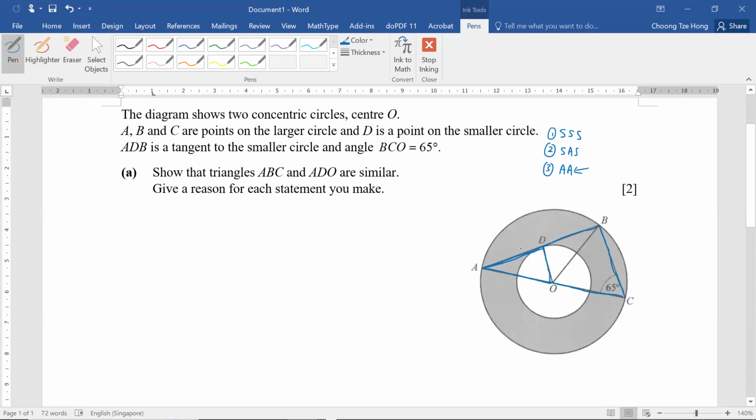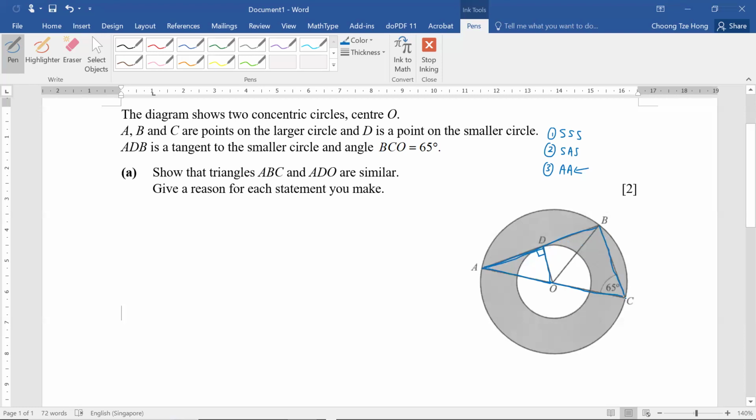Over here you have a tangent. The moment you see a tangent in the question, you should be thinking about the property tangent perpendicular to radius, right? And indeed, we have a tangent ADB that is perpendicular to the radius OD, which means that this angle ADO will be 90. So are we able to find a corresponding 90 degrees in the bigger triangle or not? Then we will be able to find, right?